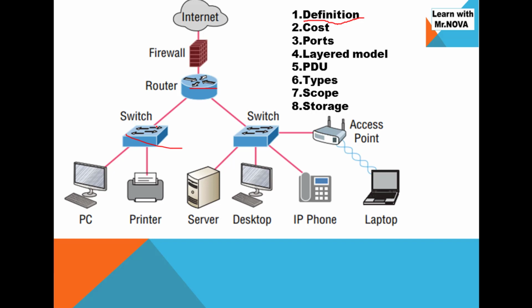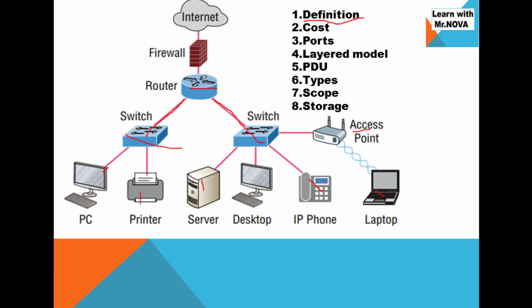A switch is a network device that acts as a central connecting point for multiple devices in a network. That is, a switch connects devices such as PCs, printers, servers, iPhones, laptops, access points, scanners, and many more to create a network of shared resources. So a switch acts as a central connecting point for multiple computers or multiple devices to create a network of shared resources.